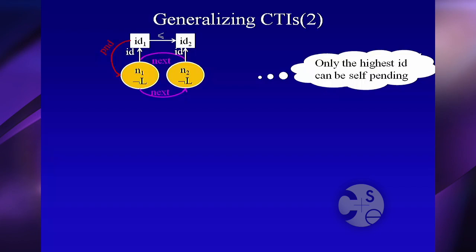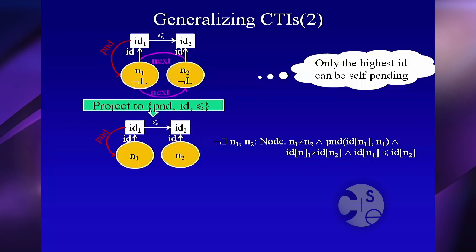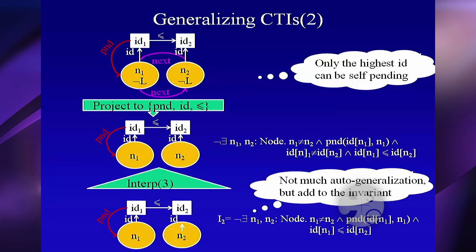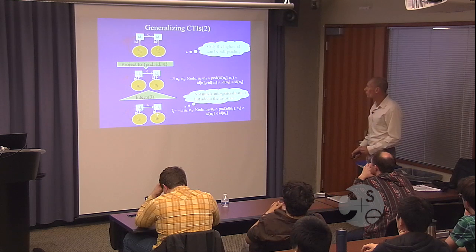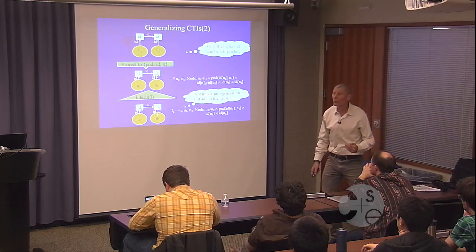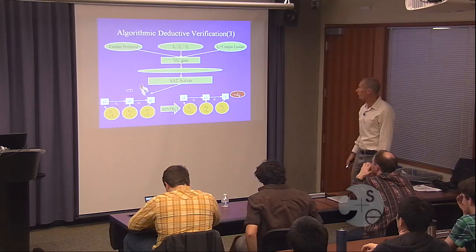But once again, once we realize it, for example, this is not dependent on the topology. Now we can project the topology away and we can get the property that we care about. We do this interpolation and we get the property that we care about. It didn't do so much generalization, but still, you see, it found the property that we want: if a node is self-pending, it must be the highest ID.